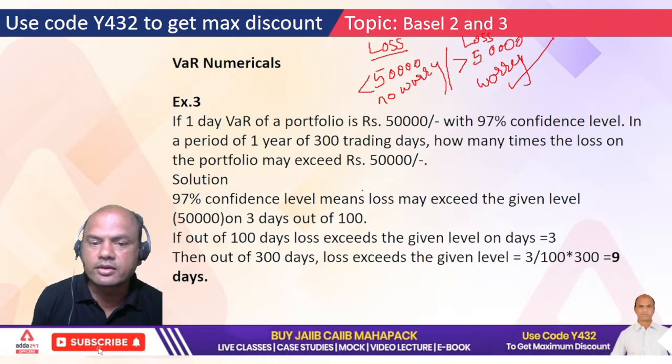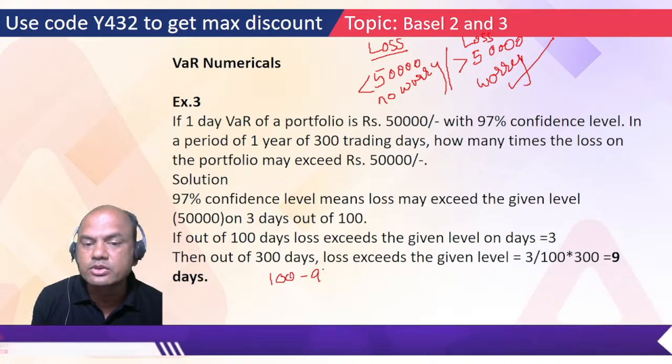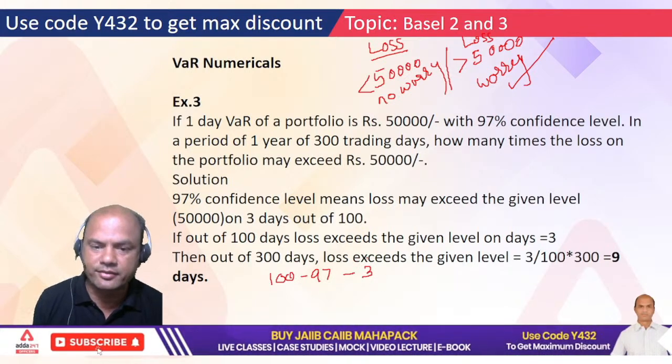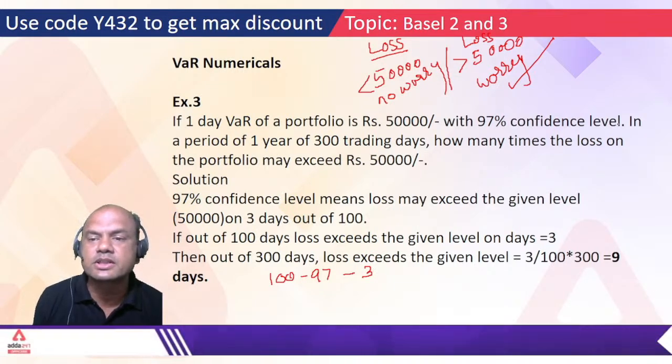Out of 100, here I'll write it. Out of 100, 97 is good, I will say. Okay, so what is bad? 3 days. This is what I have to look at. So this is bad, right? So if out of 100 it is 3 days, so what is the question given?